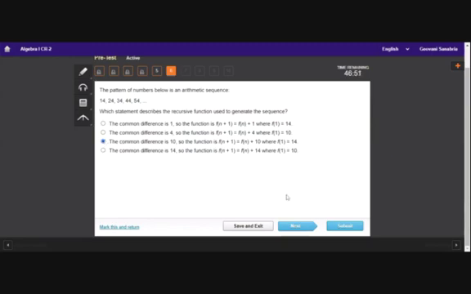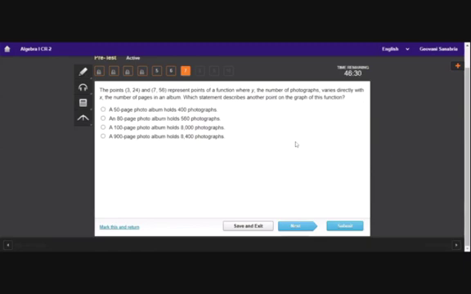Okay, wait, I just want to make sure. So if you start out with 14, f of 1 is 14, f of 2 is 14 plus 10, which is 24. Yeah, that works. So when you plug in a number, that's just the number of the term it is, and then the common difference is how much it jumps by.